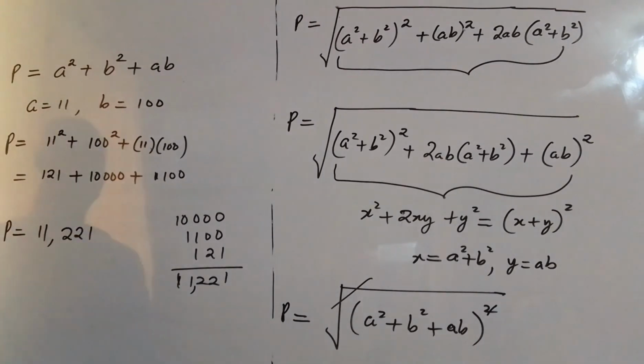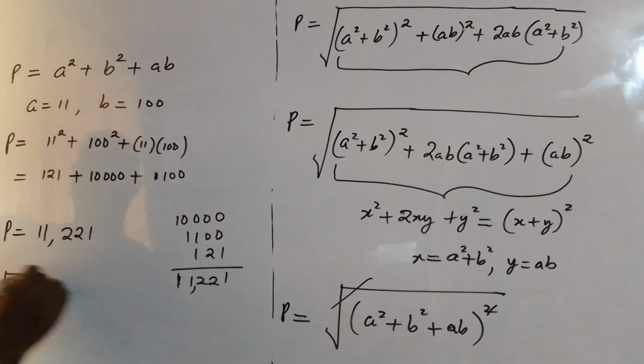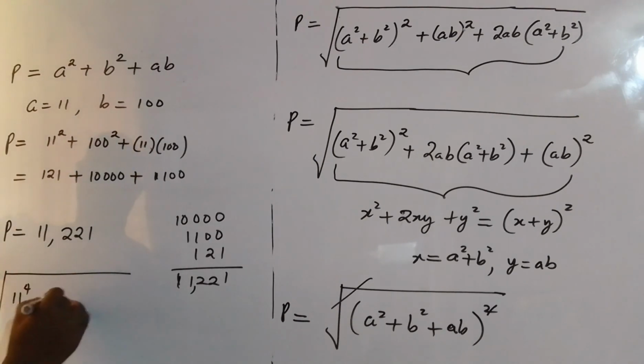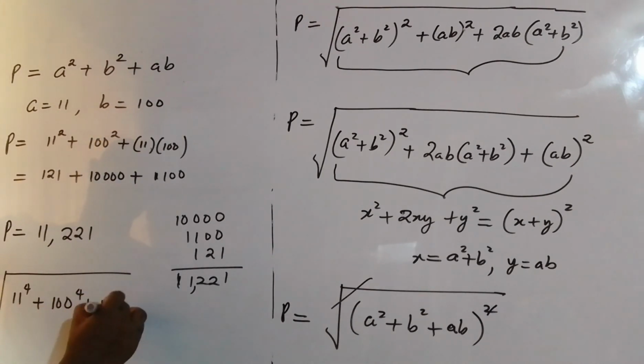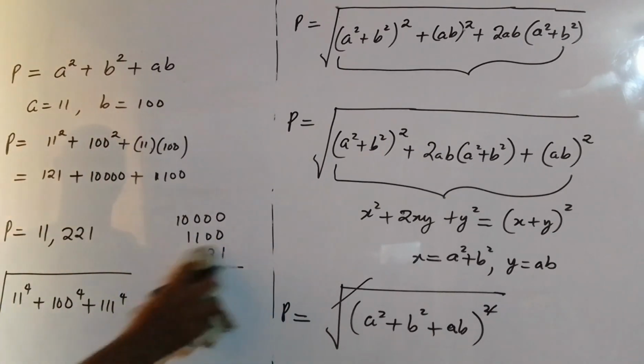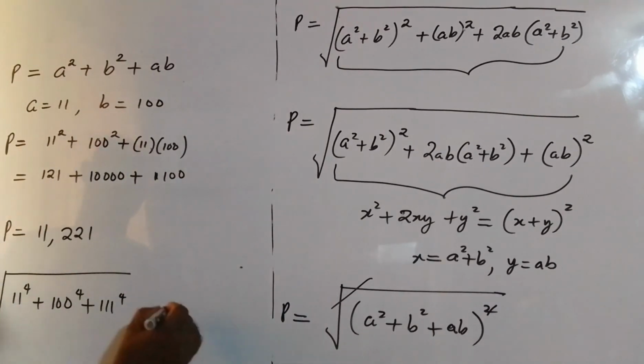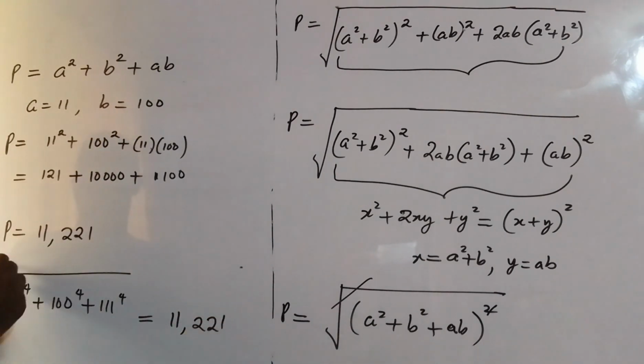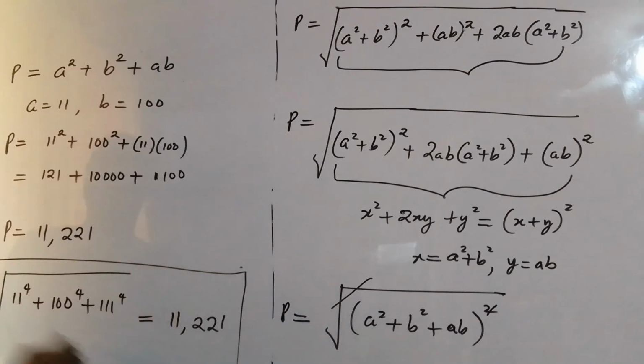Therefore, P will be equal to 11,221. But P is actually equal to that whole expression. Therefore, the square root of 11 to the power of 4 plus 100 to the power of 4 plus 111 to the power of 4 will be equal to 11,221. So there you have it, guys.